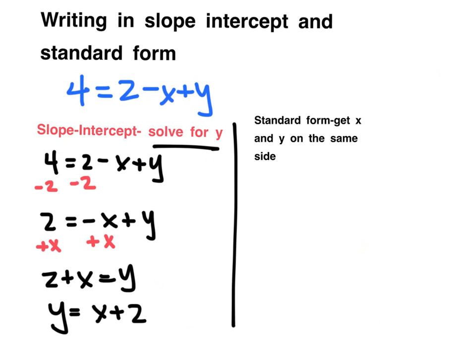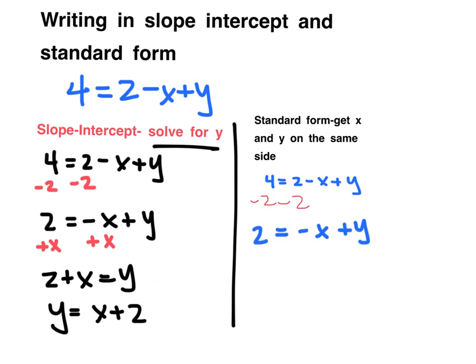All right, in standard form, our goal is to get x and y on the same side and just a constant on the other. So we have 4 equals 2 minus x plus y. Now here, we already have x and y on the same side of the equation, so we're going to start by subtracting 2 from each side to get 2 is equal to negative x plus y.